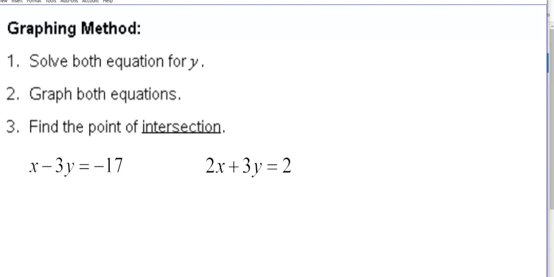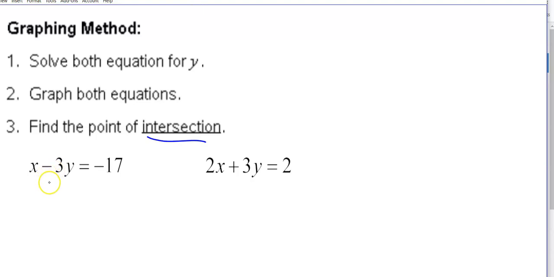Graphing method. So this is the graphing method. I would expect you to go and write this down first, and we'll solve this using graph. Solve both equations for y. Graph both equations. This might be in your calculator or it might be on paper. This first one I think is going to be a calculator, but we could probably do it on paper too as well. But if this one doesn't work out as well on paper, I'll give you a nicer problem if it's on paper. And then find the point of intersection. So I'll show you how to do that.